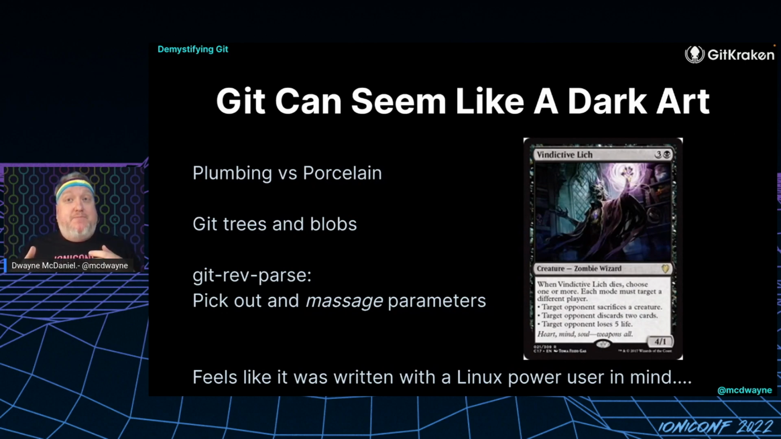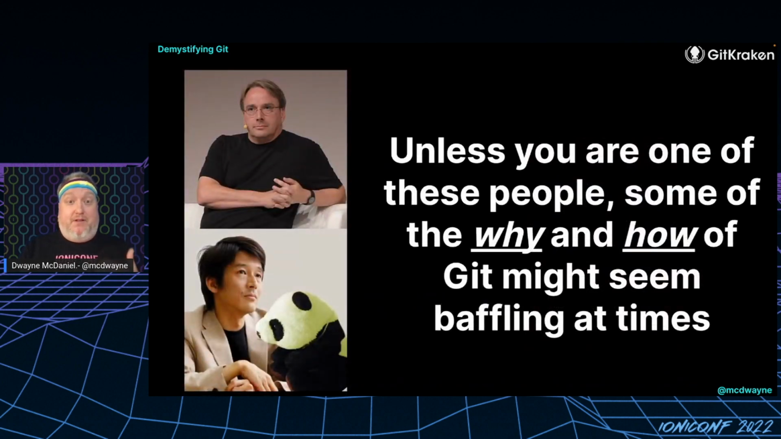There's a lot of weird terminology in it. If you read the release notes, commands learn to do other things. The word ish is thrown around a lot as a suffix. Commands like git rev-parse, which is a powerful tool, but it picks out and massages parameters. Like, what the heck does that mean? And unless you're one of these guys, a lot of the how and why, not just these two, but that's Linus Torvalds, who created the project back in 2005, and Junio, who took it over a few months after its creation and has been maintaining it ever since. Gitster out there. Unless you're these two or the team that builds Git, some of it's a little mysterious. Like, why is it doing this? How does it do what it does?